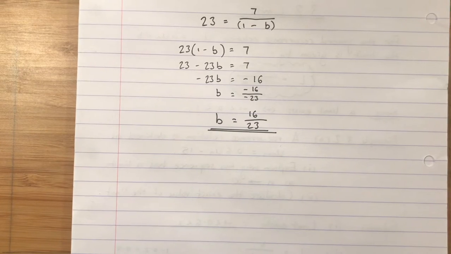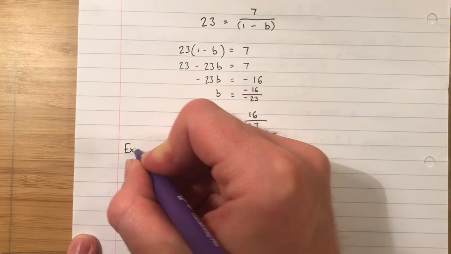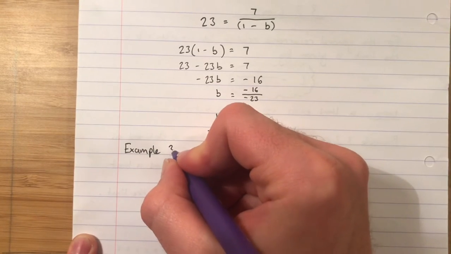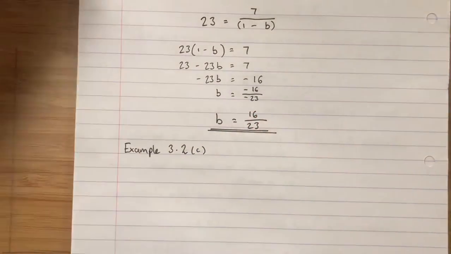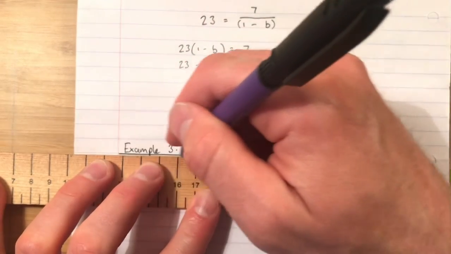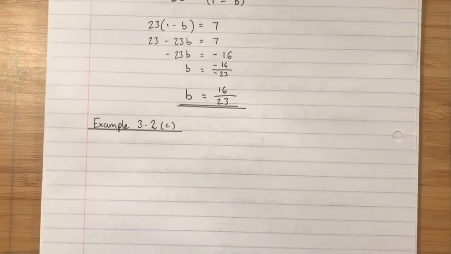Right. Third example. And I'm putting this example in to give you a bit of meat, because this is the kind of thing you'll probably get asked in an exam. Example 3.2c. So this is the kind of meaty thing you might see. You're going to have to write a big story here. So here we go.